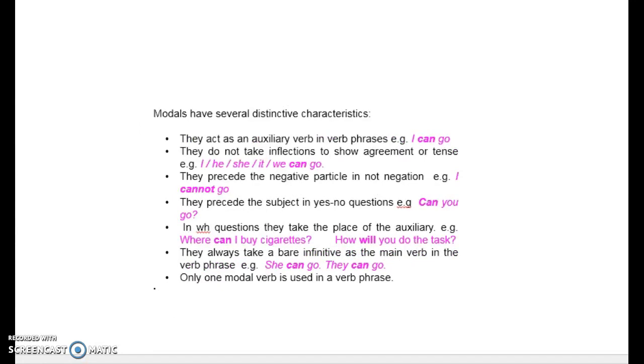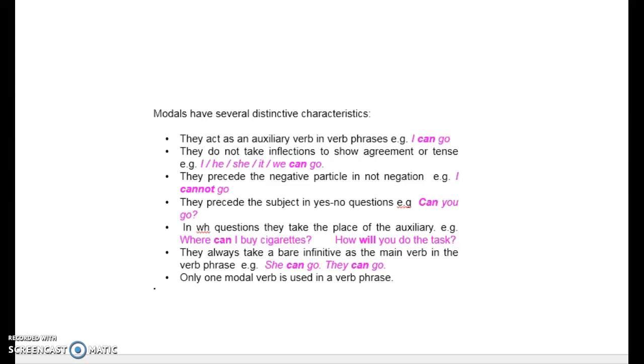Modals have several distinctive characteristics. They act as an auxiliary verb in verb phrases, for example, I can go. They never take inflections to show agreement or tense. You don't have the difference between he, she, it, or we. They are all used in the same way. They precede the negative particle in not negation, for example, I cannot go. They precede the subject in yes-no questions, for example, can you go? Shall we have a cup of tea?